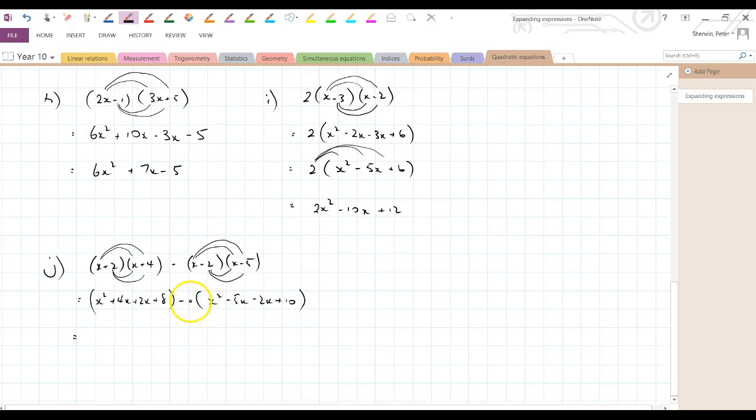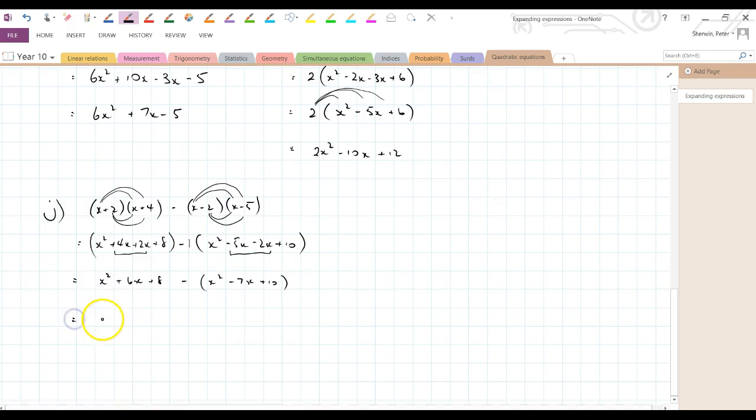Okay, so now, the effect of this bracket, I'm subtracting this whole bracketed term, is that when I remove the brackets, it's like having a minus 1 out the front here and multiplying everything inside by minus 1. That will change the sign of everything. But before I do, I'm going to just collect my like terms here and here. So x squared plus 6x plus 8 minus x squared minus 7x plus 10.